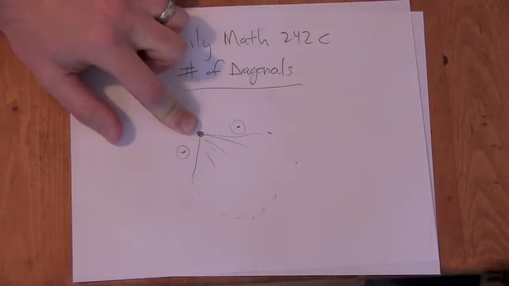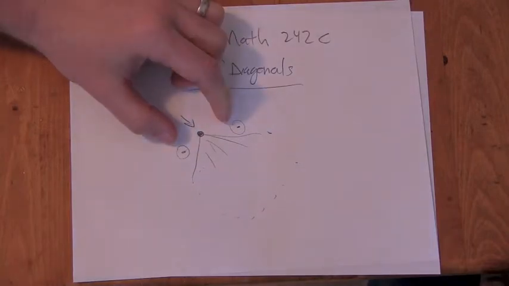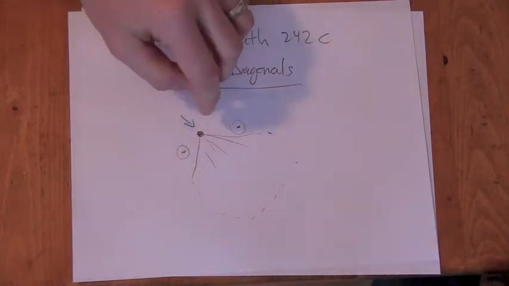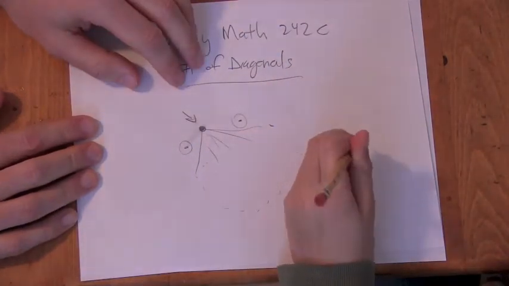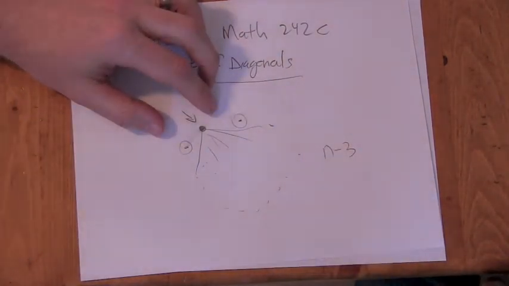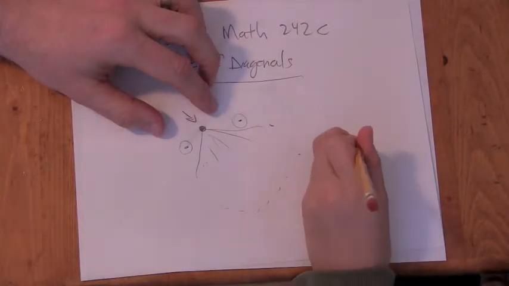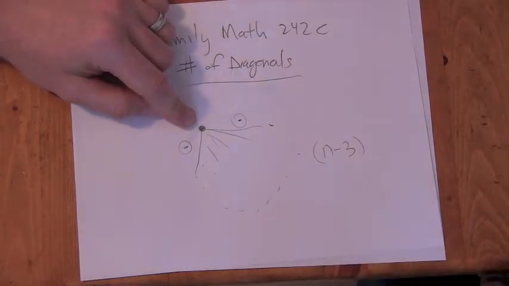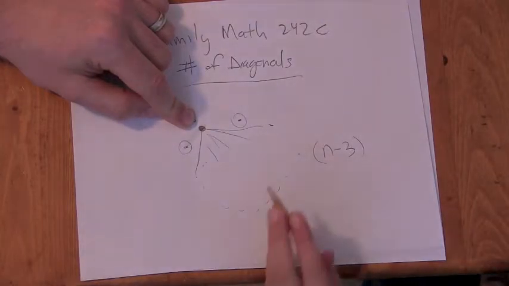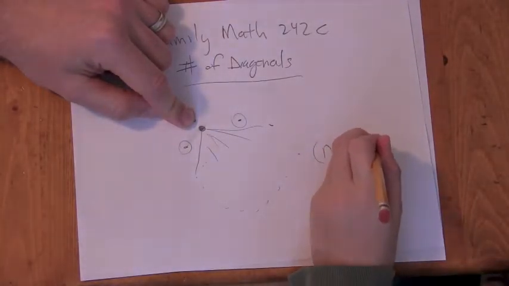Very good. N minus 3, because there used to be n minus 1 coming out of it, and then we had to get rid of this one, and we had to get rid of that one. So a single vertex has n minus 3 coming out of it. How many vertices are there? Well, there's n of them. So n minus 3 times n.